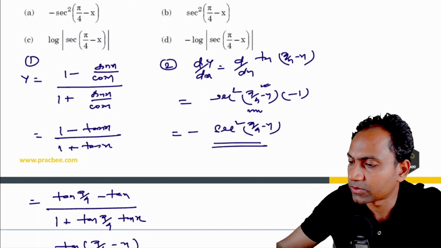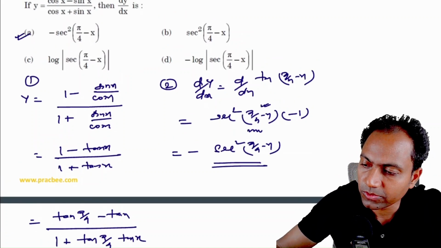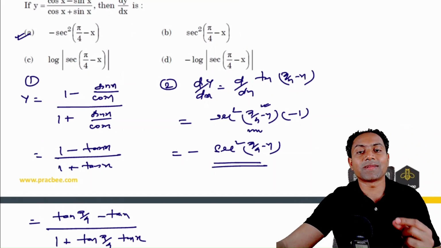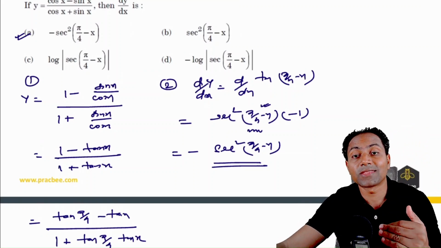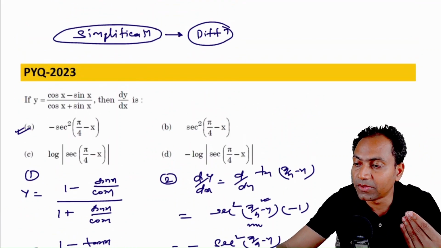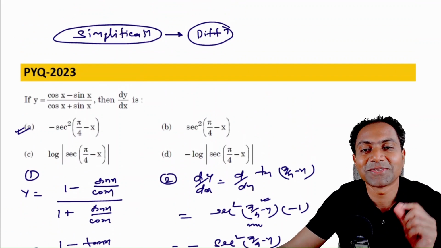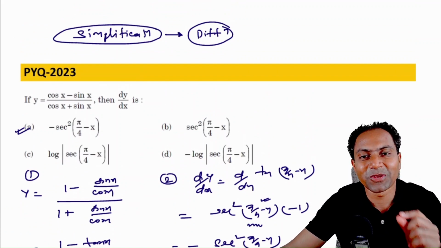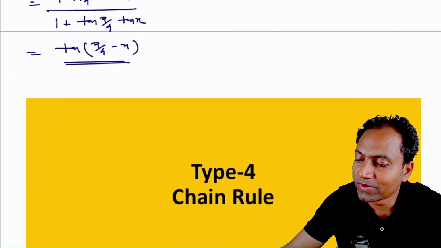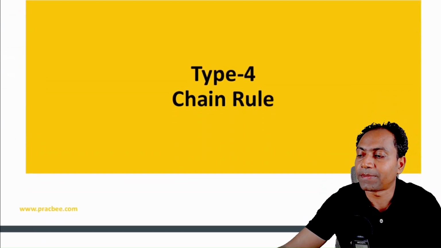Now let us check the options. You can see that your option A comes out to be true. So always remember that directly differentiating will make the question of algebra difficult. First simplify and then differentiate. This is a very important trick and will be useful in solving a lot of questions. If I move ahead, type 4 is nothing but application of chain rule.